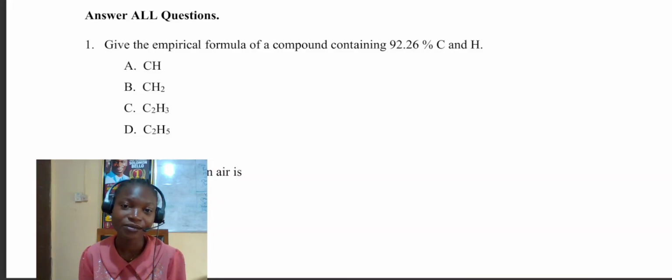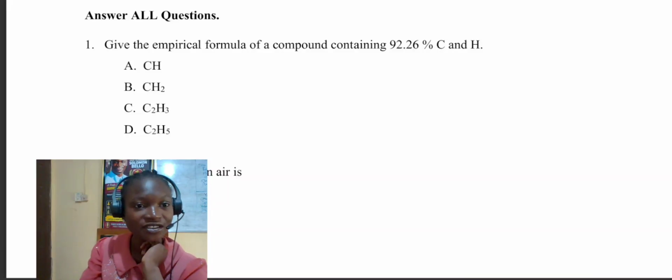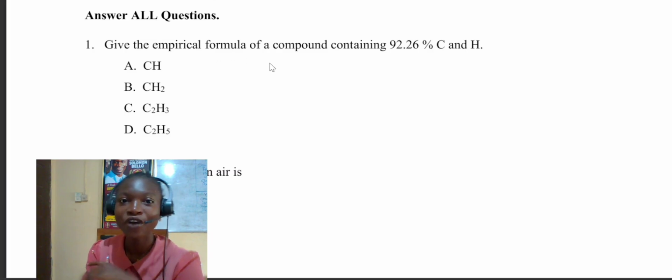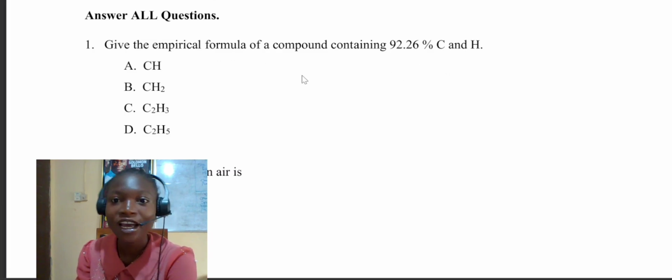You want to sit for a chemistry exam and you don't know this. Definitely you are not ready. So let's check this question. Give the empirical formula of a compound containing 92.26% carbon and hydrogen.